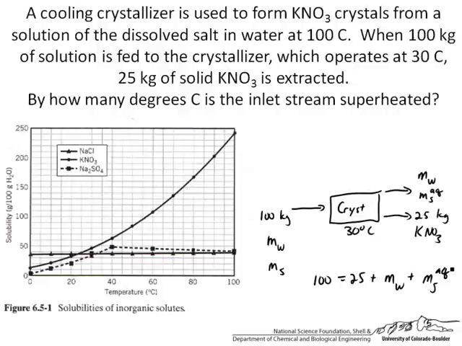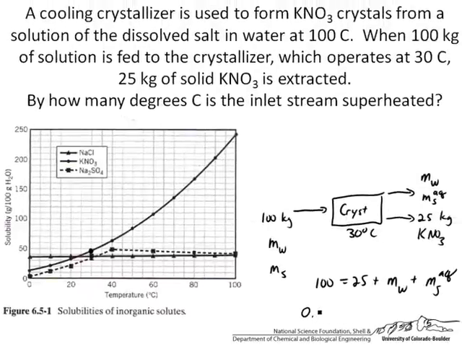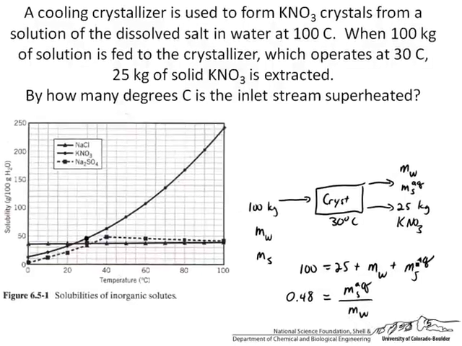At saturation, at 30 degrees C, we can look on our table. We're about right here. And of course, there's some error in reading off this plot, but I'm going to assume that the solubility is 48 grams per 100 grams of water, or in other words, 0.48 grams per gram of water. So then 0.48 is equal to the mass of the salt in the aqueous solution over the mass of water. We can then solve for the mass of salt in the aqueous solution here. It'll be 75 minus MW, and we can plug it into this equation.